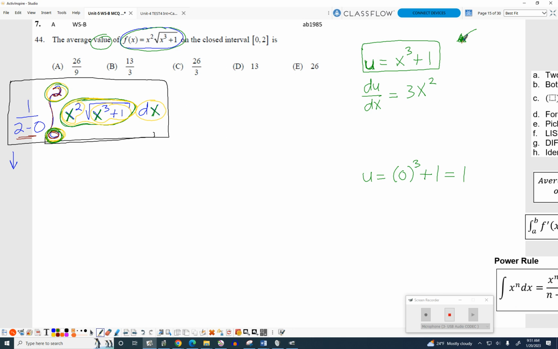Bjorn, if we have an x value of 2, according to our formula, what's the equivalent u value? 9. There we go. So we plug in 2 cubed plus 1. That makes 9. Awesome. So we have figured out we can get rid of this x and this x.